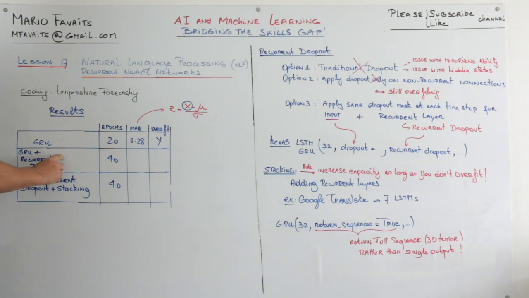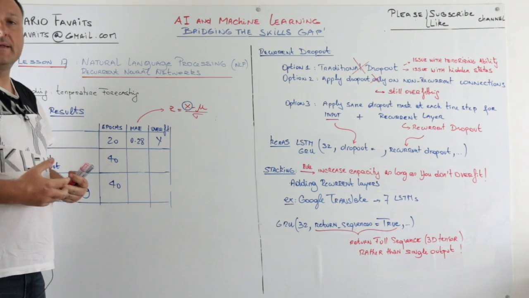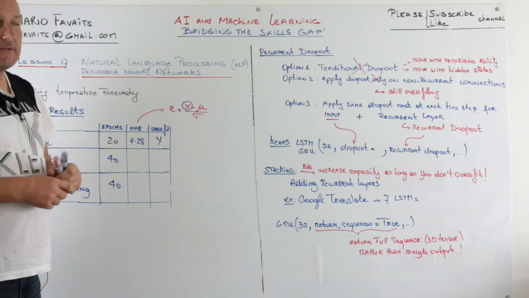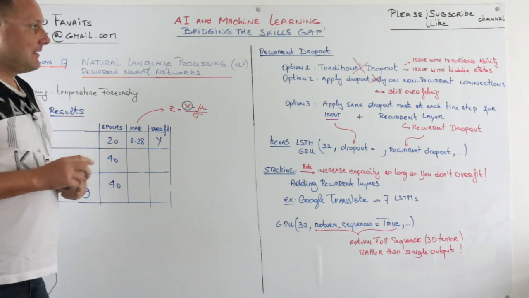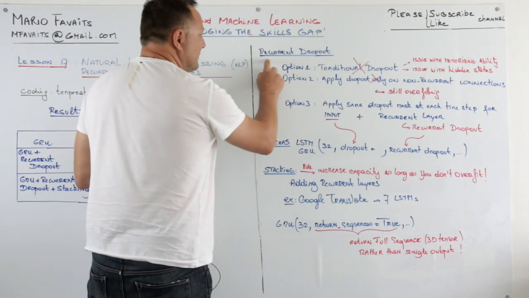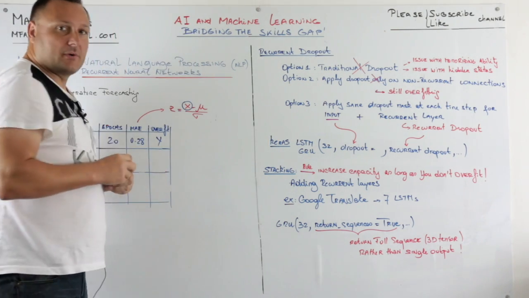Alright, so the first thing we can do is dropout, and we've seen dropout in your traditional neural networks, but here we need to discuss recurrent dropout.